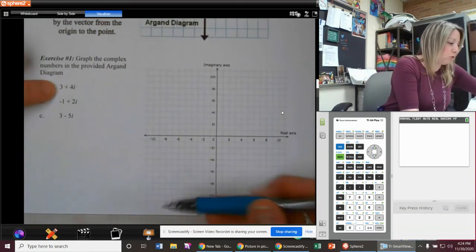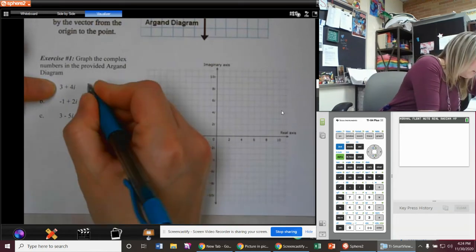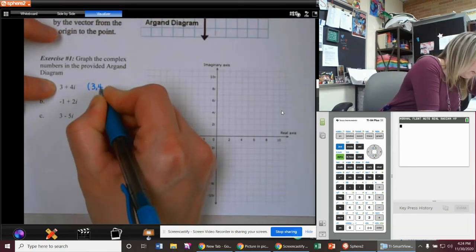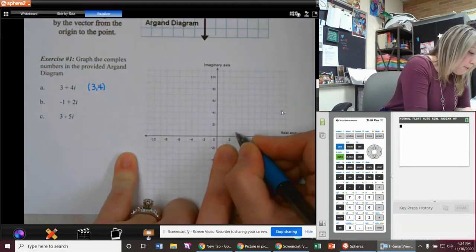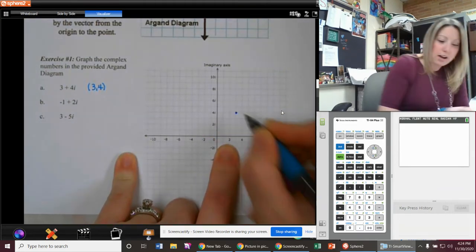All right, so 3 plus 4i. That is 3 comma 4. So I go to my Argand diagram, 3 comma 4. There it is. Now take my straight edge.